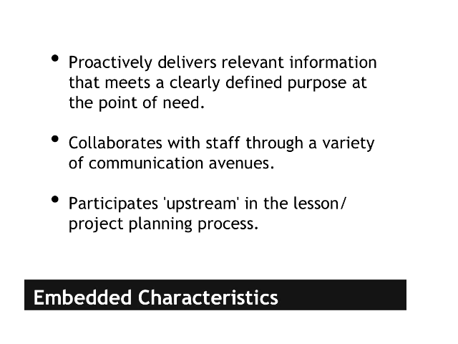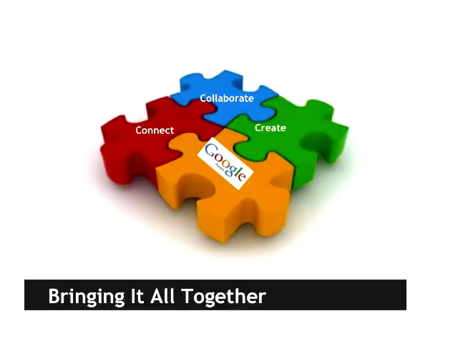Collaborate with staff through a variety of communication avenues. I can't wait for teachers to come to my door and maybe get invited to a team meeting. I've got to figure out how I can talk to them through a lot of different avenues. How can I reach them? That's where I want to get that cooperation and collaboration going. And then I think a really good embedded librarian is going to be participating upstream. So these are the three big characteristics that have influenced me in my work and in putting together that brand that I'm talking about.